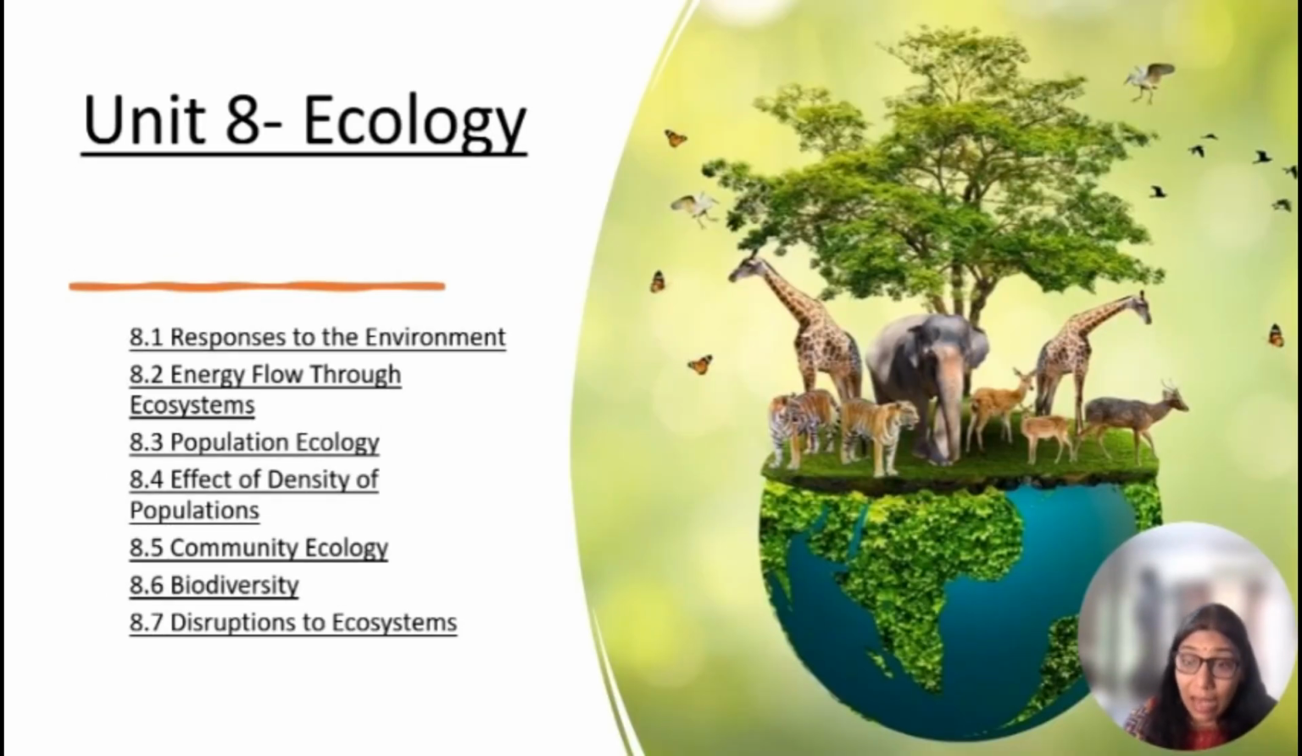The last unit I'm going to talk about is population ecology and community ecology: populations, communities, ecosystems, right? What happens if there is any disruption to the ecosystems, right? And how humans can control those disruptions. So these are the 8 units that we are going to touch upon.